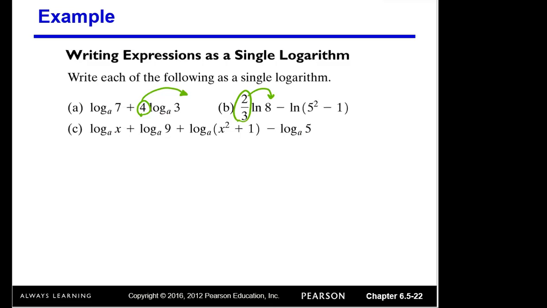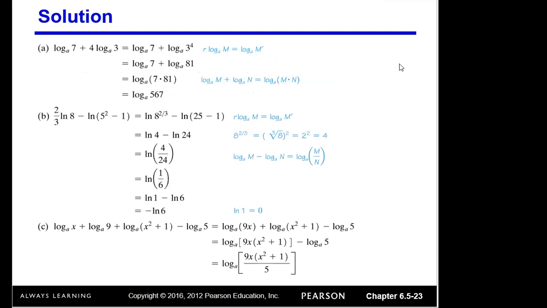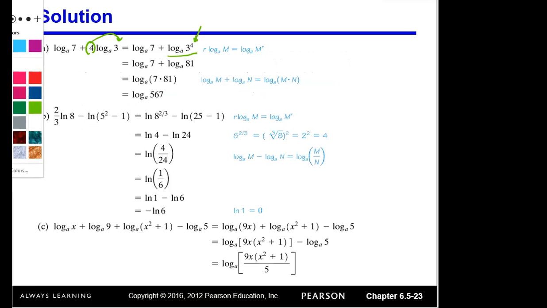And none on those. So let's look at their examples, how they wrote them out. You can see right here, they started with the 4 and they moved it right there. It's still log base A of 7 plus, they moved the 4 and made it log base A of 3 to the 4th. And then 3 to the 4th is actually 81. So they changed this 3 to the 4th to 81.